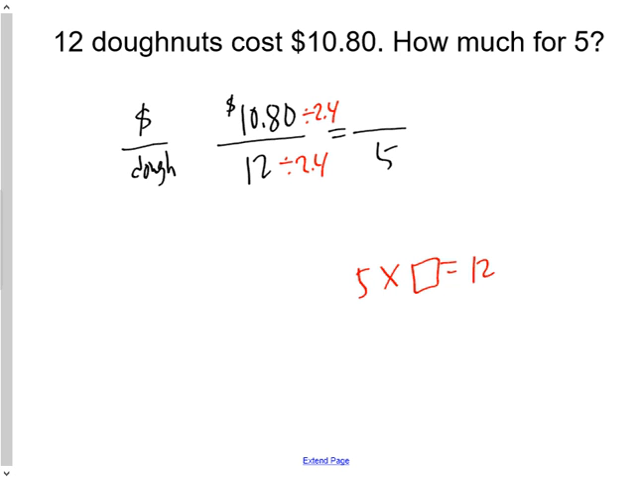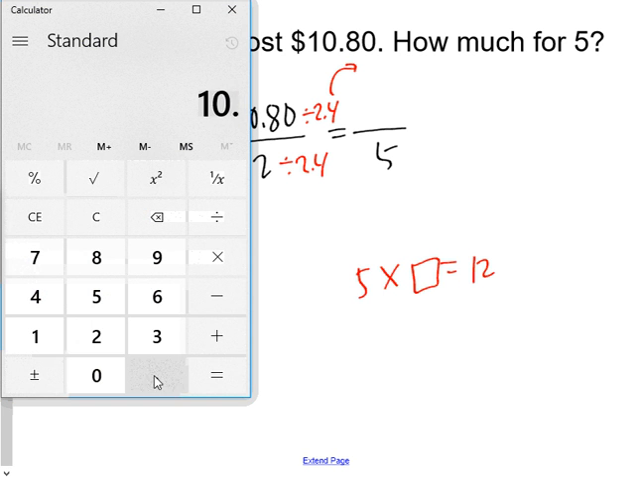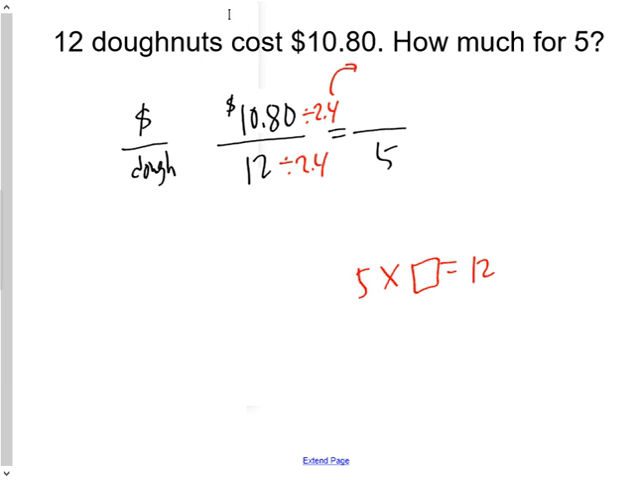Okay? So to figure out what it was, I'm going to divide it by 2.4. In order to keep it proportional or equivalent, I'm going to divide the top thing by 2.4. So that therefore $10.80 divided by 2.4 is 4.5. And therefore, it's $4.50 for 5 donuts.